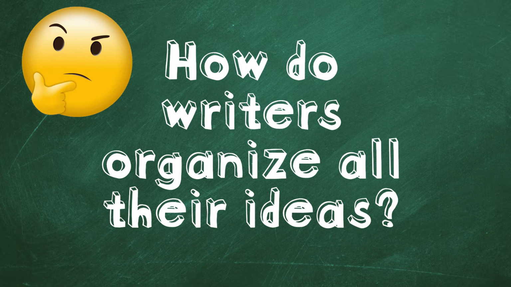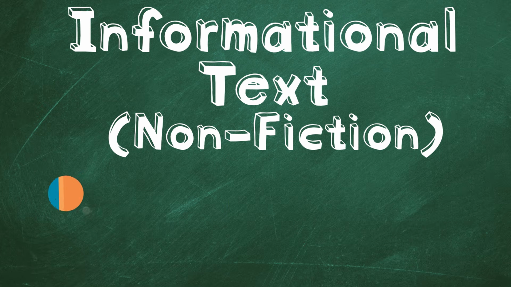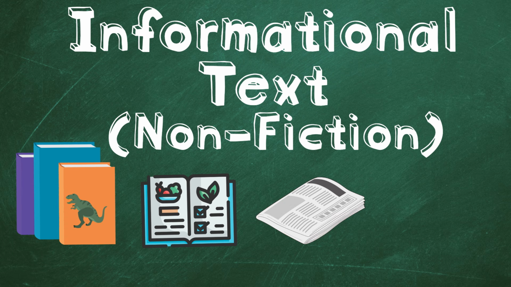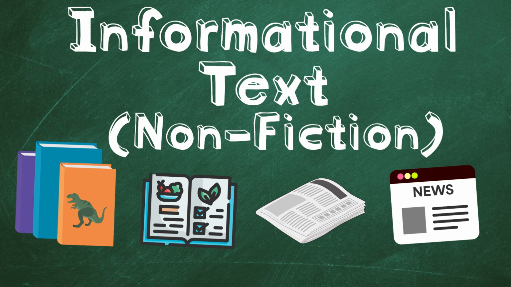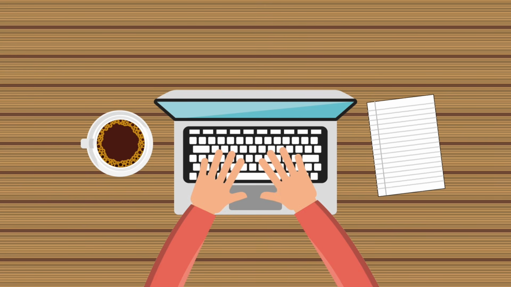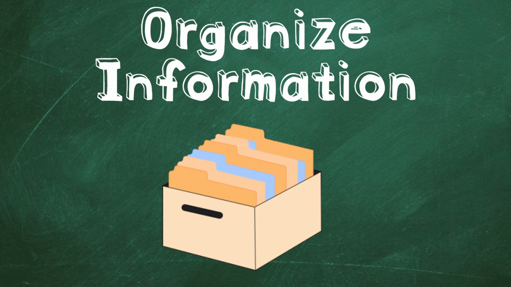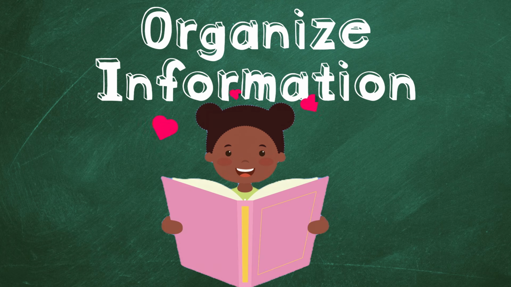Here's a question. Have you ever thought about how writers organize all their ideas in informational text? Remember, informational texts are nonfiction texts like books about dinosaurs, recipes, newspapers, and even some websites that teach us facts about a topic. Writers don't just toss words onto a page. They organize them into special patterns called text structure. And when you know how to spot those patterns, reading suddenly gets a whole lot easier and way more fun.